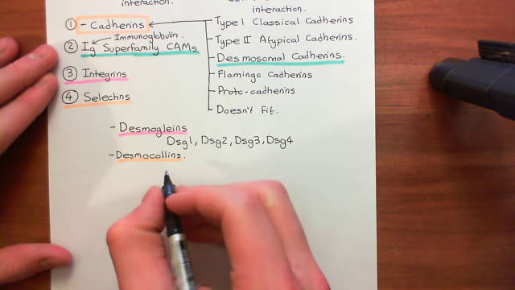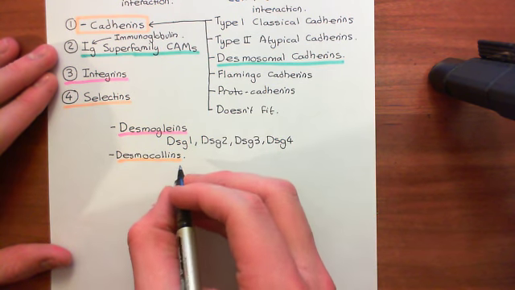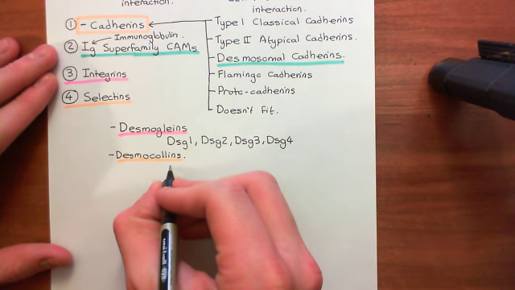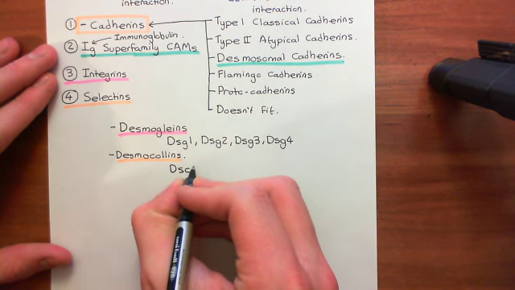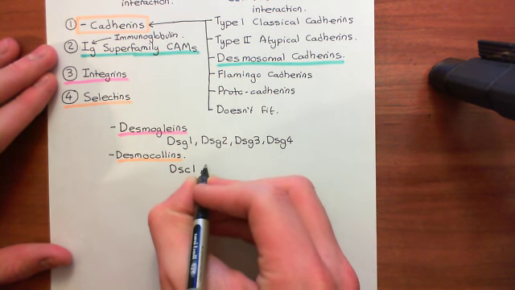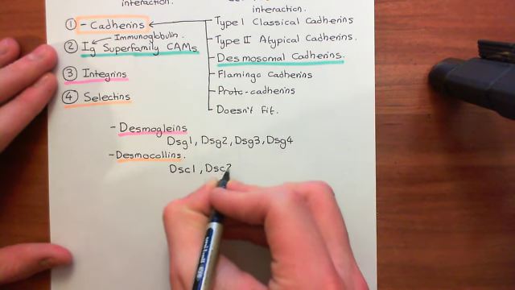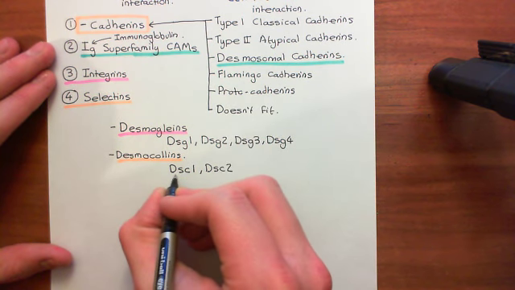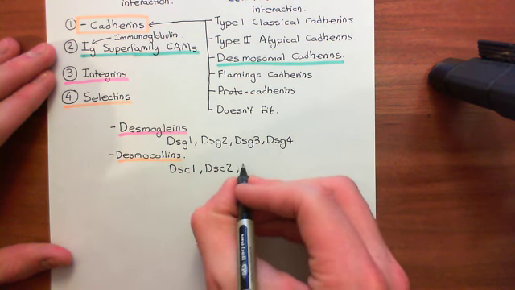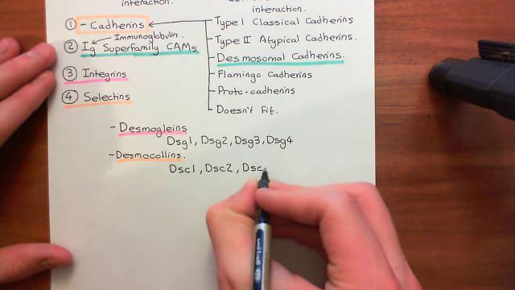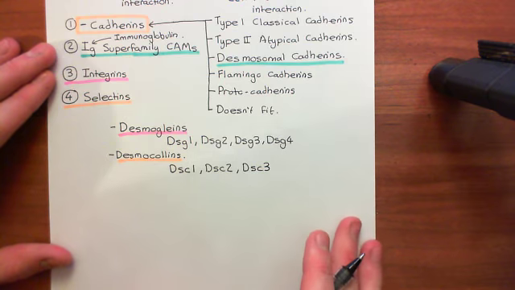Okay, so there are 3 genes for desmocolins. However, each gene has 2 known splice variants. So I'll start with the 3 genes. There is desmocolin 1. Okay, there is desmocolin 2, and then, by the way, desmocolin is often abbreviated to DSC, like so. So there is desmocolin 1, desmocolin 2, and desmocolin 3, like so.